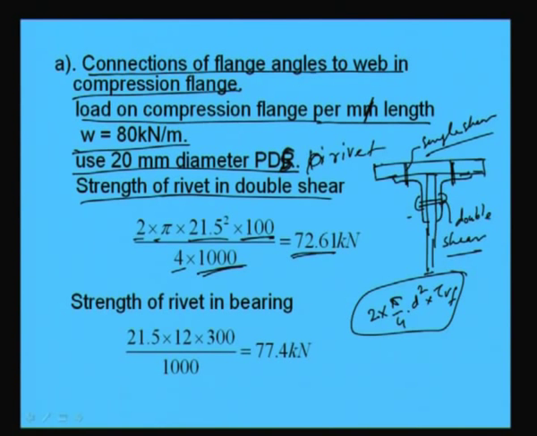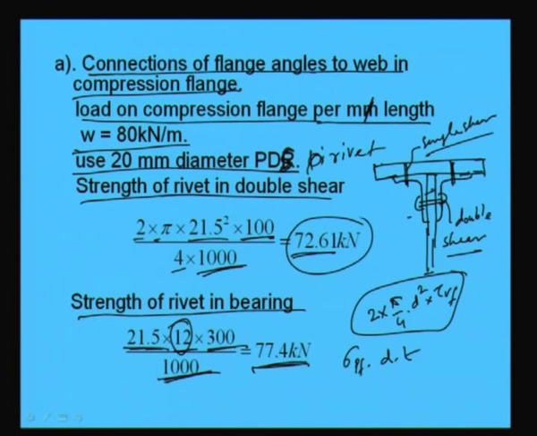and strength of rivet in bearing will be sigma pf into d into t. Now, d value is 21.5, t is thickness of the web, right, that is given 12 mm, into sigma pf. By 1000 we are making it kilonewton. So, this is becoming 77.4 kilonewton. So, in this way strength of rivet in bearing also we are going to get as this.